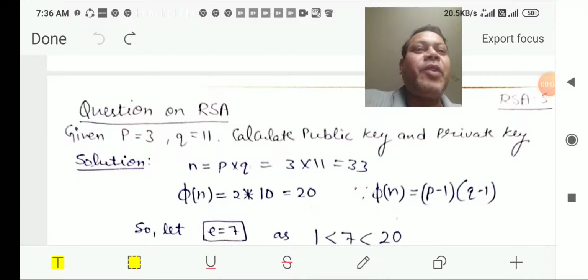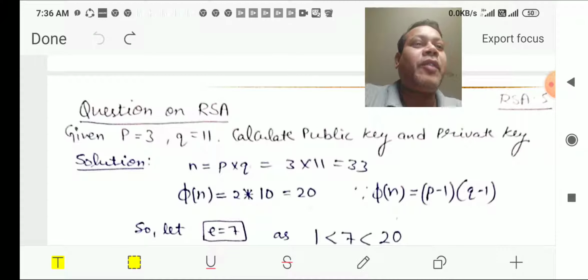Today we are going to discuss the RSA algorithm in detail. Earlier also I sent two videos regarding this RSA, but that is related to a particular question that I have given in your PUT exam.